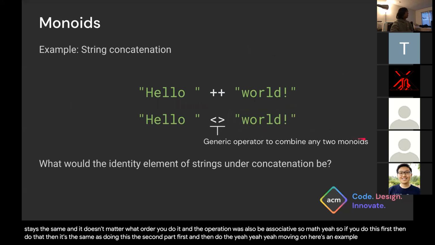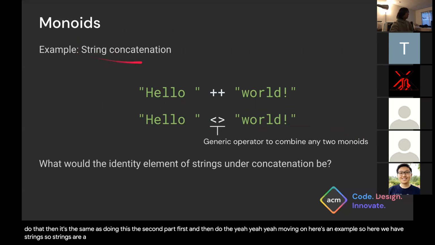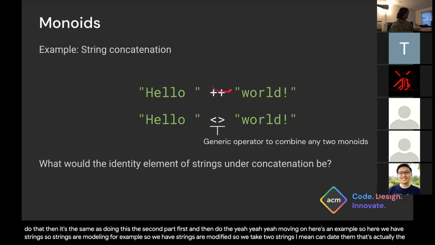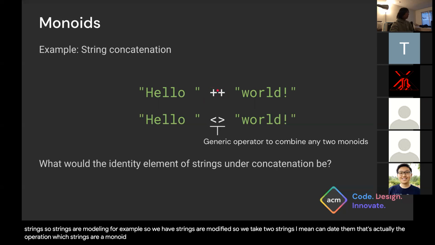Here's an example. So here we have strings. Strings are a monoid, for example. We take two strings and we concatenate them. That's actually the operation which strings are a monoid under. What this angle bracket funny looking thing here is actually a Haskell thing.